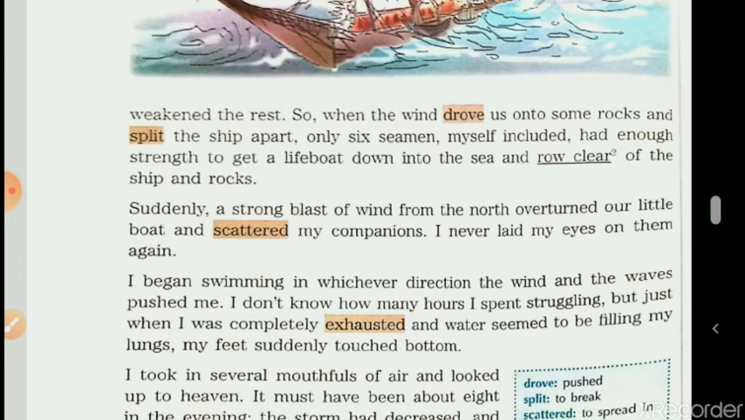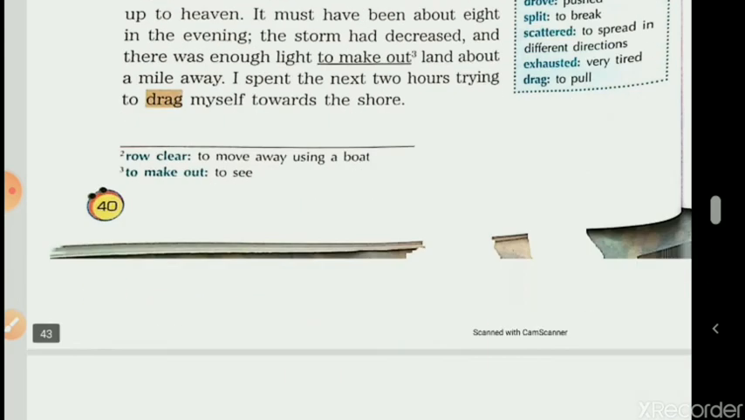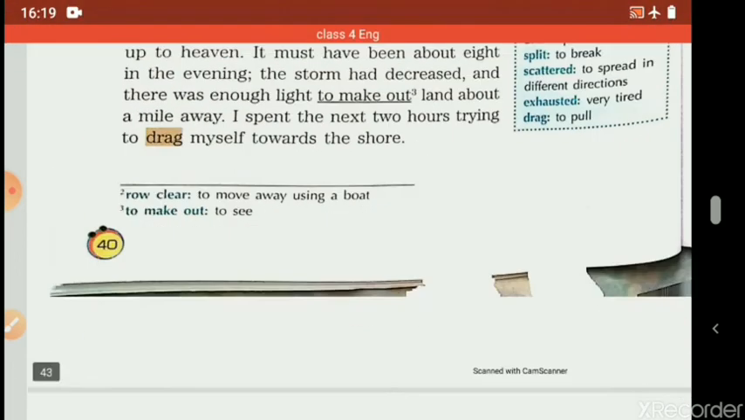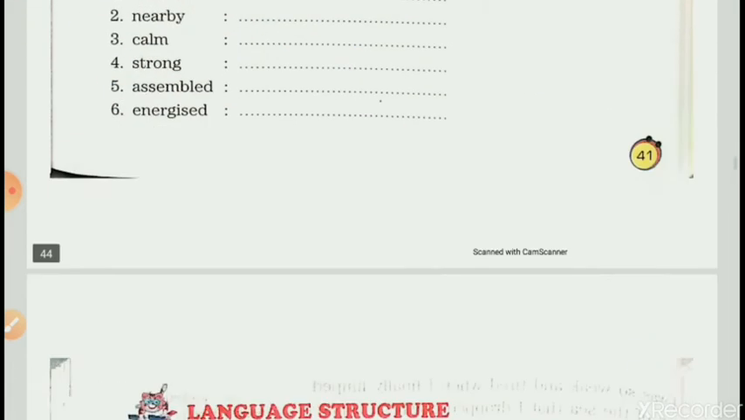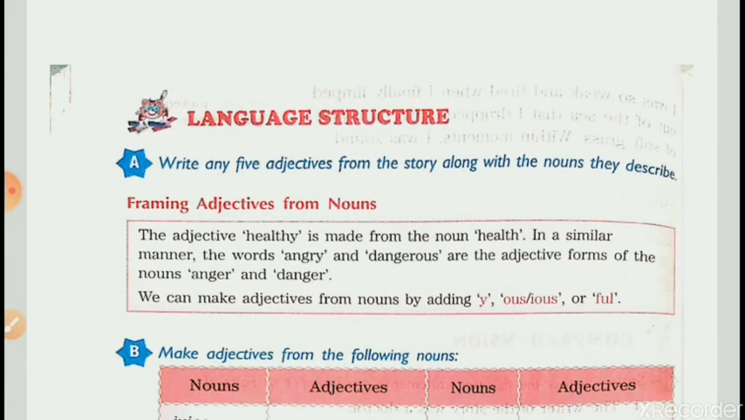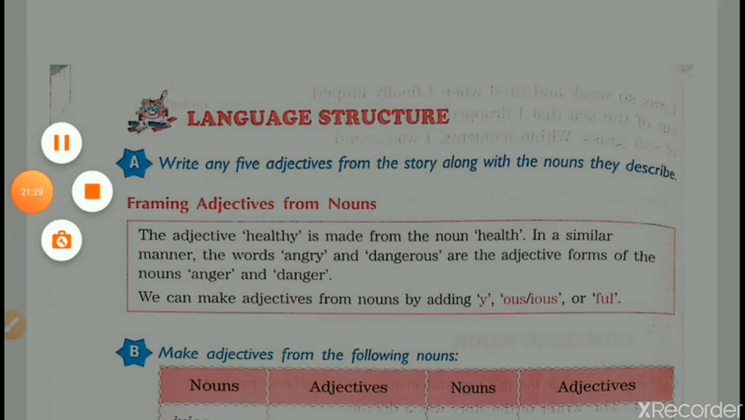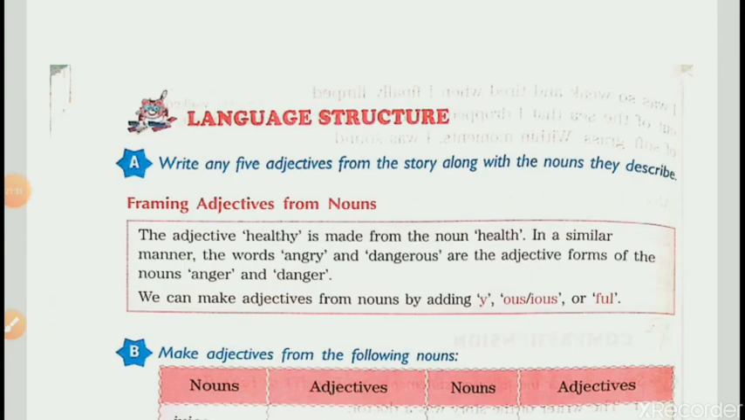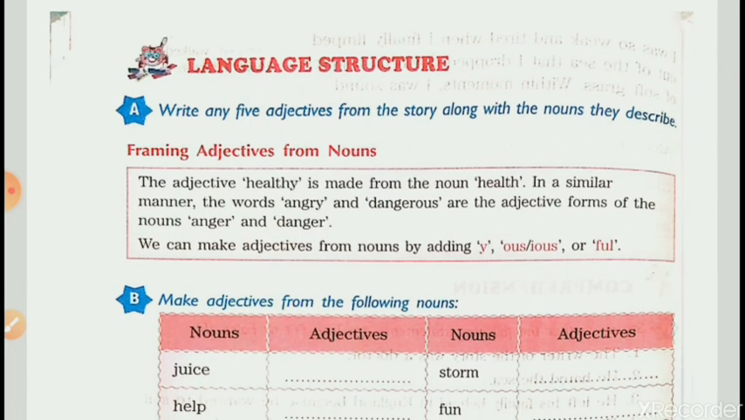Now I hope this is clear to you, children. Please write these 5 sets of words in your English notebook. We have done exercise A. Now, children, our next exercise B is again on adjectives. We need to form adjectives from nouns.